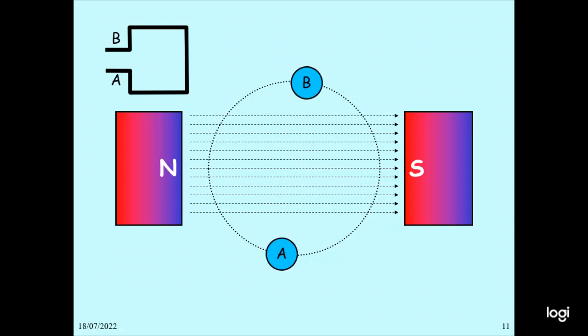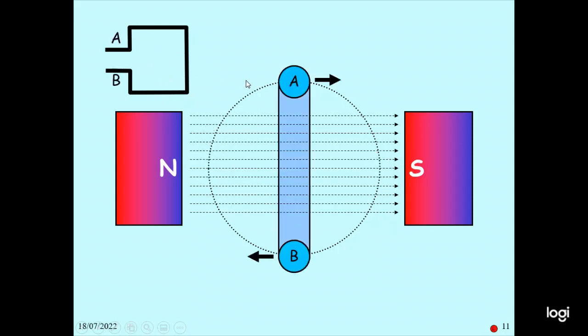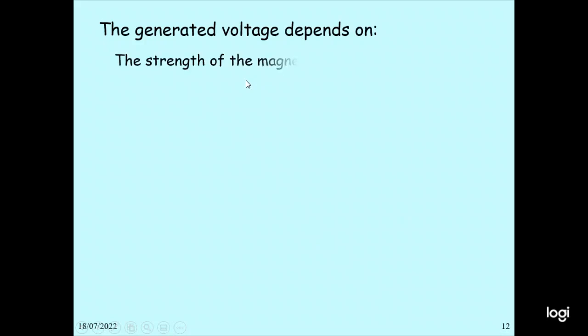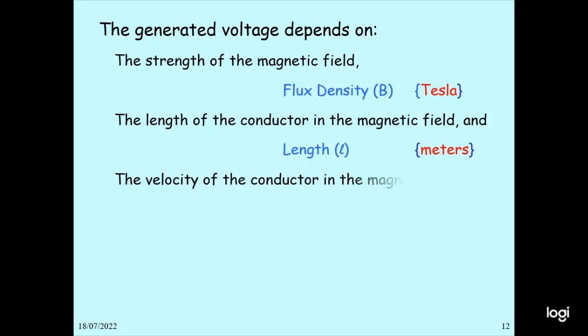The generated voltage depends on the strength of the magnetic field, B in Tesla, the length of the conductor in the magnetic field, and the velocity V of the conductor in the magnetic field. So those are the dependent things. So E equals BLV. B is the flux density, L is the length, V is the velocity. So we have to calculate.